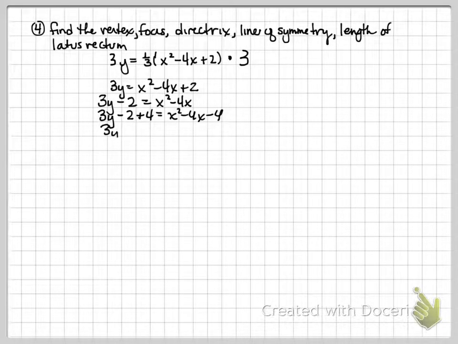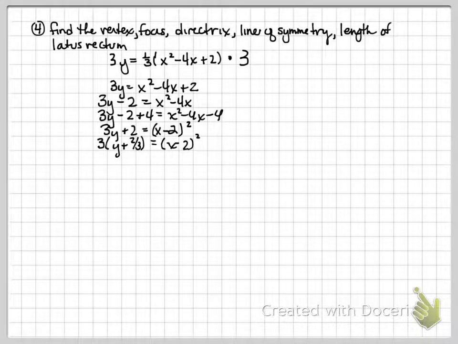Simplify and I get 3y plus 2 equals x squared minus 4x minus 4. Well, that's just going to be x minus 2 squared. Now remember, I need to find my 4p, so I've got to factor out that 3. So I have a coefficient of 1 inside my parentheses, so I'm going to factor out the 3, and I get y plus 2/3 equals x minus 2 squared.